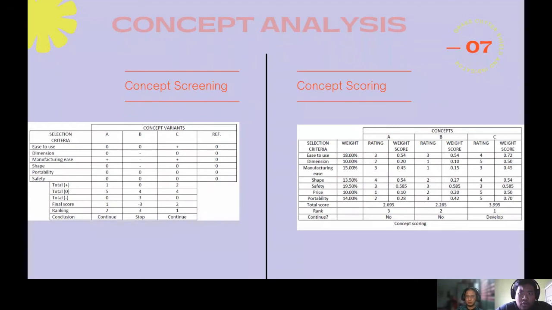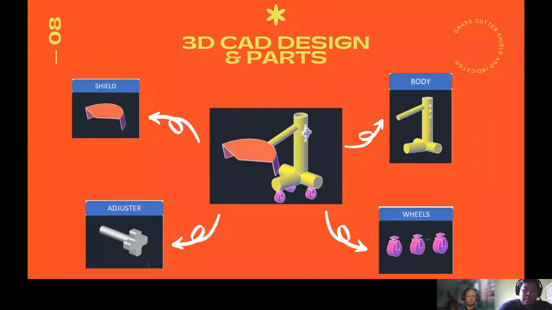Okay, so from the total marks, we know that the C design has the highest rank or the highest marks compared to the A and B designs. From the concept screening and scoring, we have chosen the C design because it has the highest mark. Okay, next, from the slide we can see the 3D CAD design and parts for the C design. As I have mentioned just now, we have chosen the C design instead of the A and the B design.